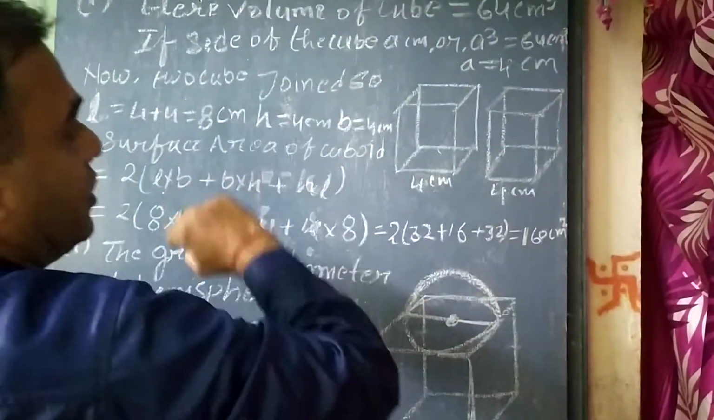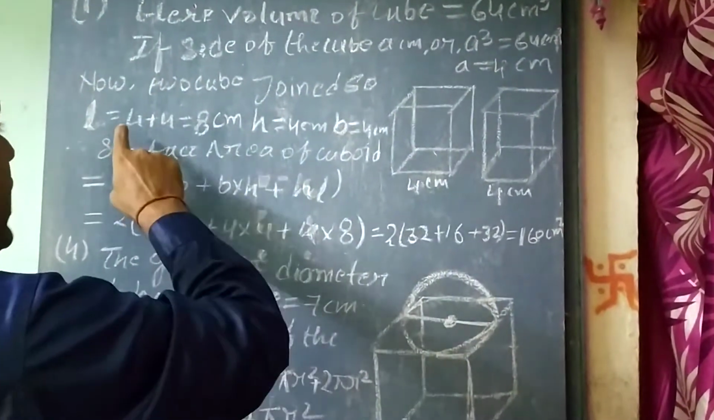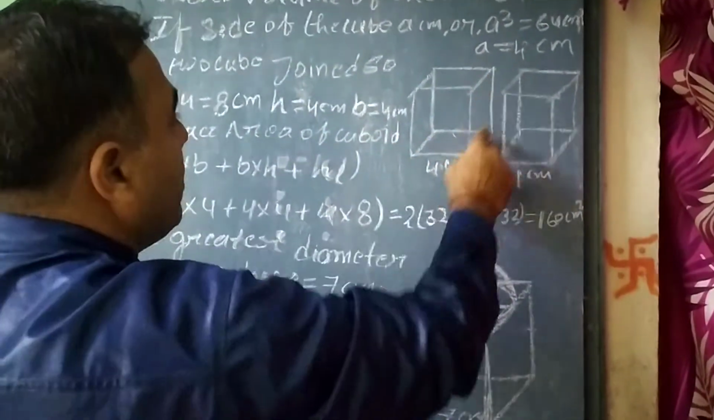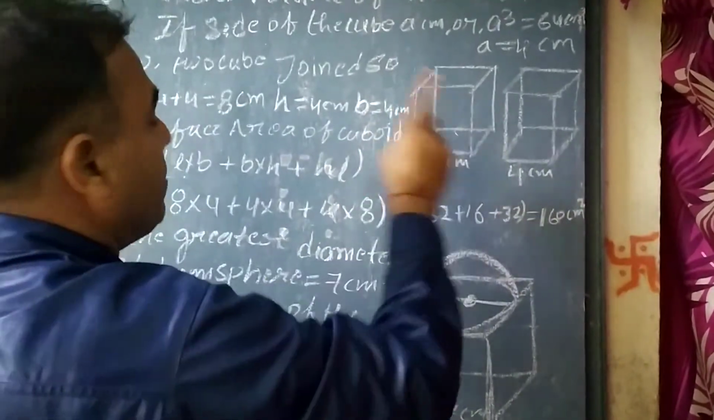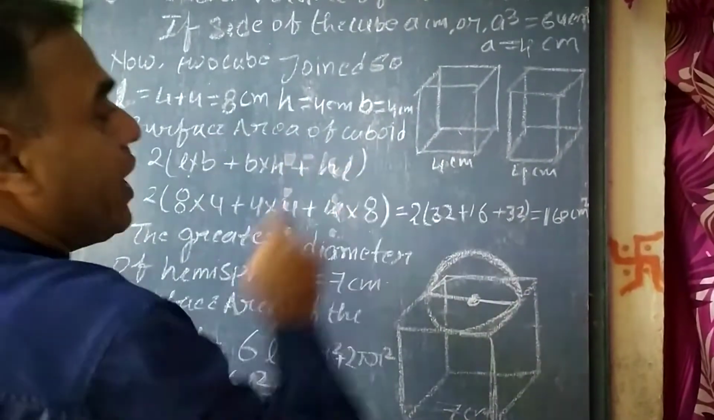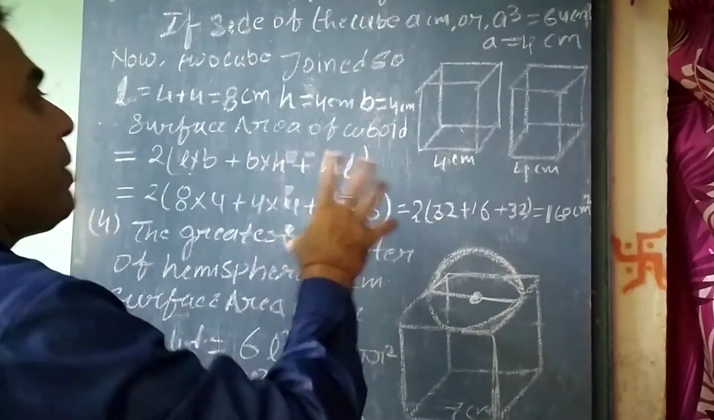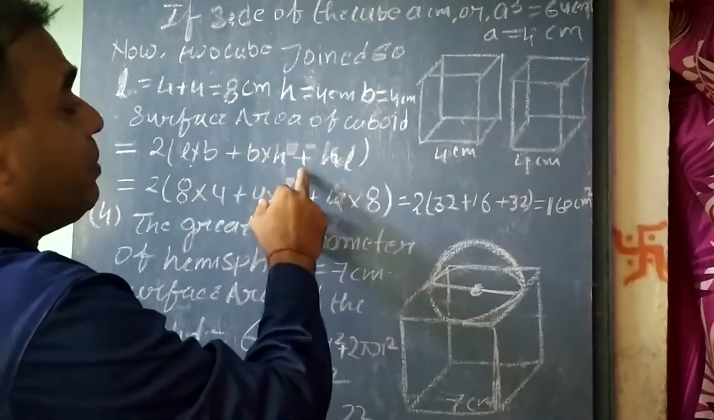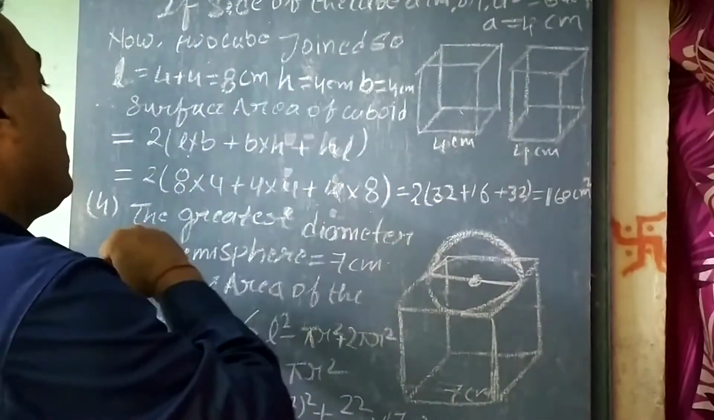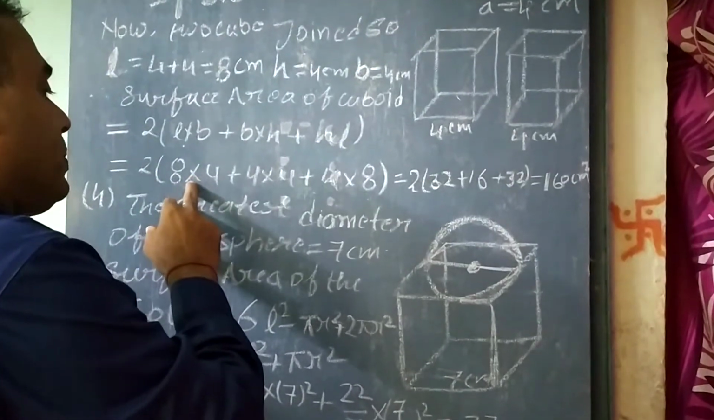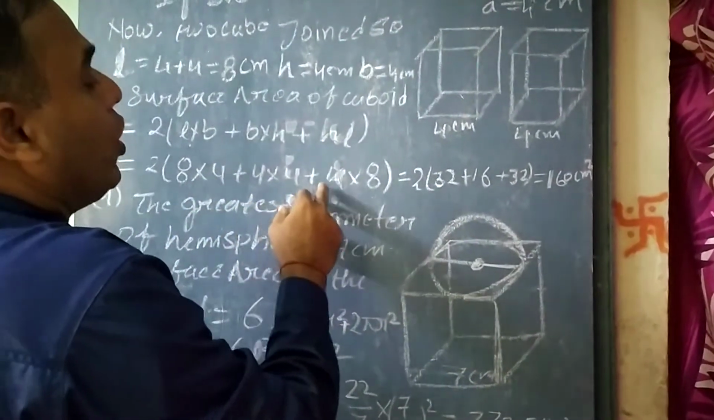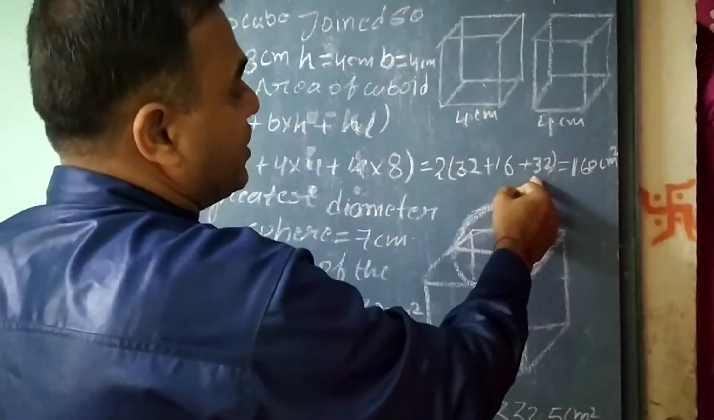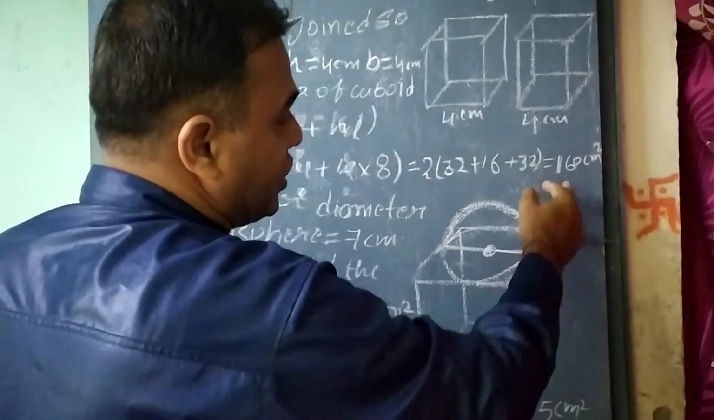Now two cubes are joined. So when two cubes are joined, the length will be 4 plus 4, that is 8 centimeter. Height remains the same, 4 centimeter, and breadth remains the same, 4 centimeter. Now the surface area of the new cuboid generated by adding these two cubes. The surface area formula is 2 into (L into B plus B into H plus H into L). So 2 into (8 into 4 plus 4 into 4 plus 4 into 8). So we will get 2 into (32 plus 16 plus 32), which is 160 centimeter square.